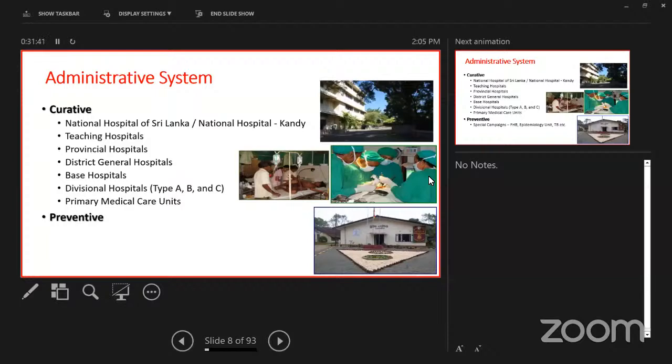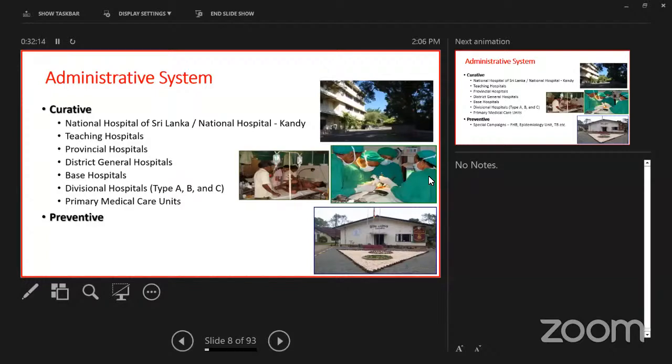Below base hospital, there are what we call divisional hospitals. They are categorized into type A, type B, and type C. Divisional hospitals are the lowest level healthcare institution where inward facilities are available. Below divisional hospitals, there are no inward facilities. These are categorized depending on the number of beds. Type A has more than 100 beds, type B 50 to 100 beds, and type C less than 50 beds. So that's how divisional hospitals are categorized.